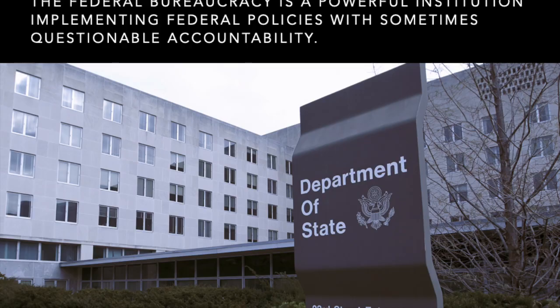We next have Enduring Understanding 2.4. The federal bureaucracy is a powerful institution implementing federal policies with sometimes questionable accountability. I like the way they put that last part, because accountability is being held responsible for what you do, and maybe being penalized for doing something you shouldn't. With the federal bureaucracy, that is sometimes questionable because sometimes they're not really held accountable, and sometimes it's just really hard to hold them accountable.